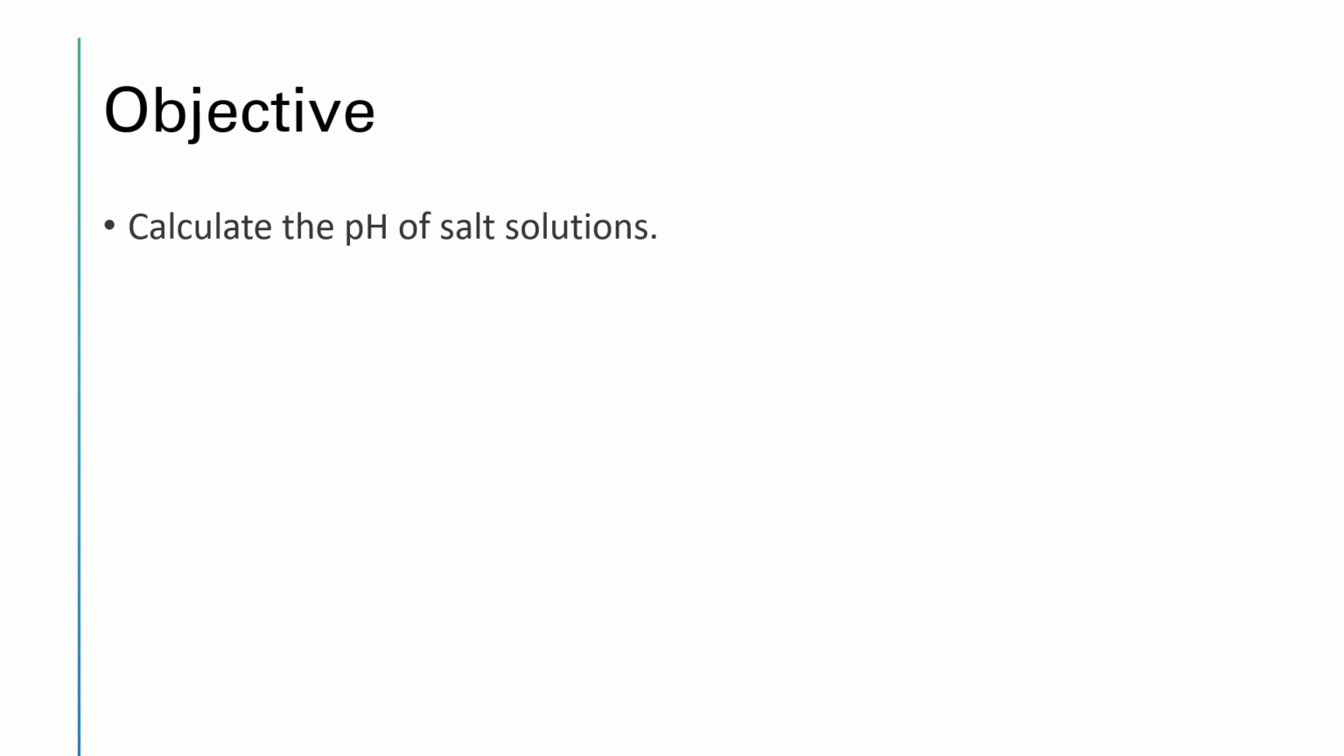Our objective was to calculate the pH of salt solutions. Being able to figure out the relationship between Ka and Kb for a conjugate pair is the first step in being able to do this calculation.